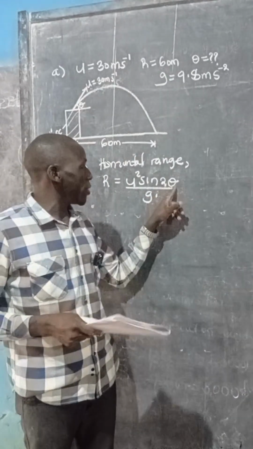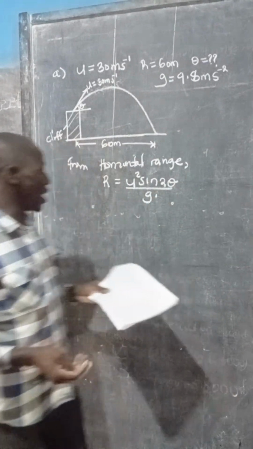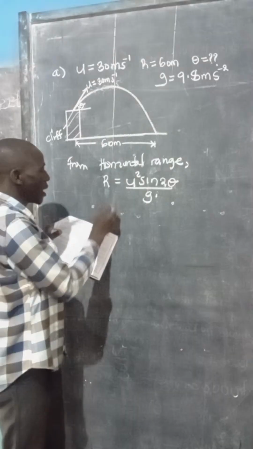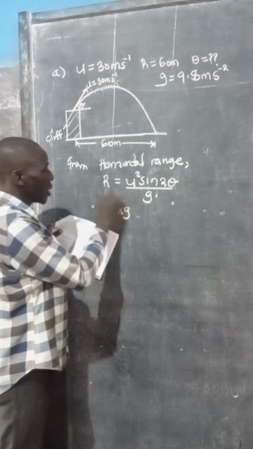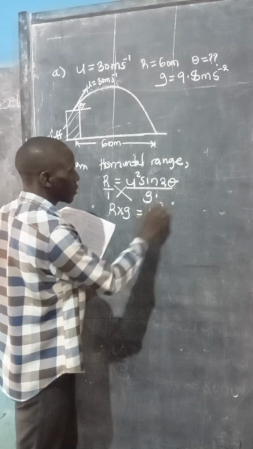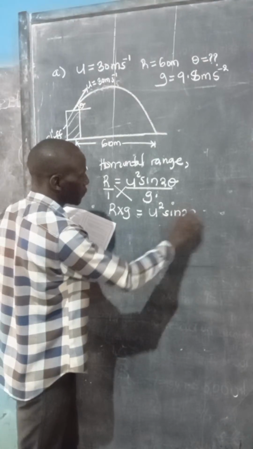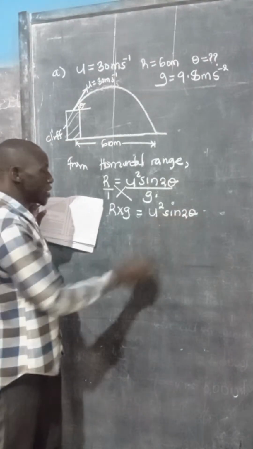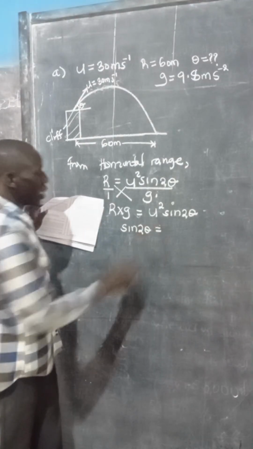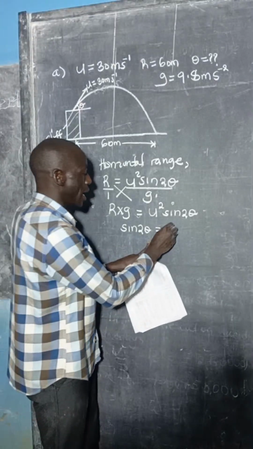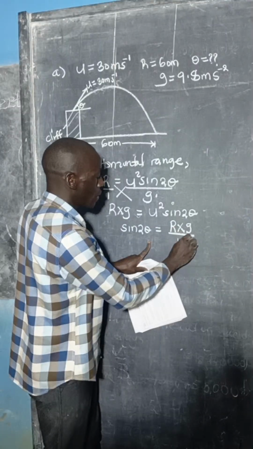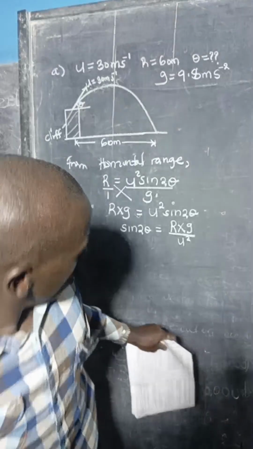This angle here should lie between 12 degrees and 70 degrees. If I try to make this angle the subject, you realize that if I multiply, we are going to have R and g. Taking off the 2, U squared sin 2 theta, so we make it the subject. We will have sin 2 theta. If I divide both sides by U squared, we will have R g divided by U squared. That's what we are looking at.